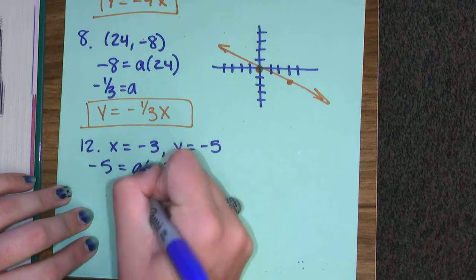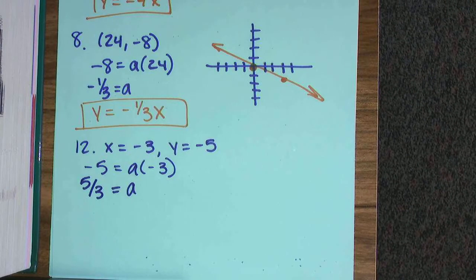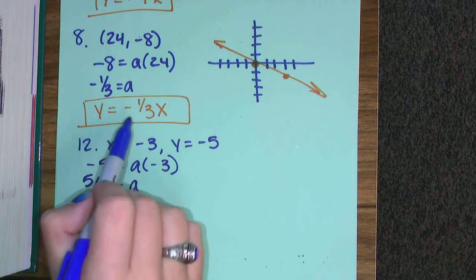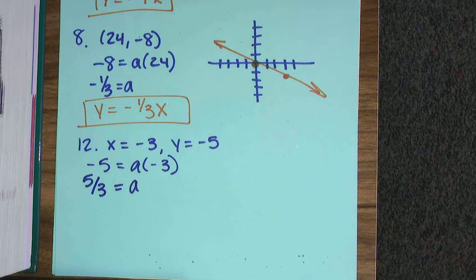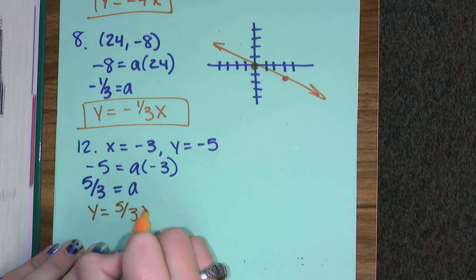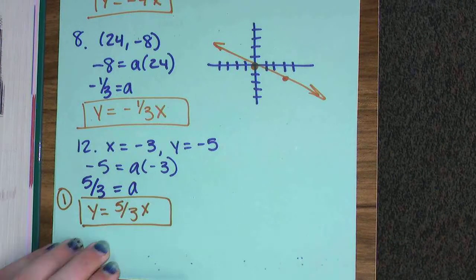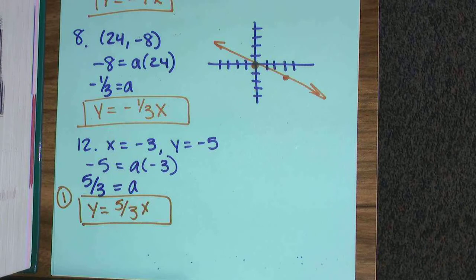5/3. Okay, -5 divided by -3 is 5/3. We get our equation written again. So what is our equation? Y equals 5/3 x. Okay, so that's the first thing that this problem is asking for. It wants two things.